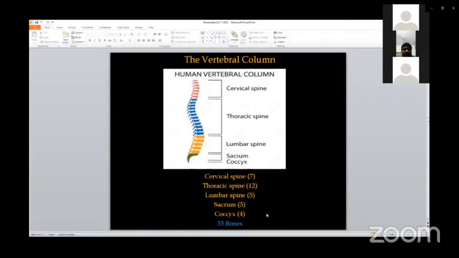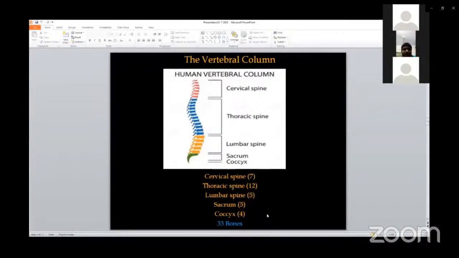Next one is conus medullaris. It is a part of the spinal cord. Then cauda equina, that is also part of the spinal cord. Then you can see the disc in between two vertebra bones. It is marked with white color, and the name of that white portion is called disc.